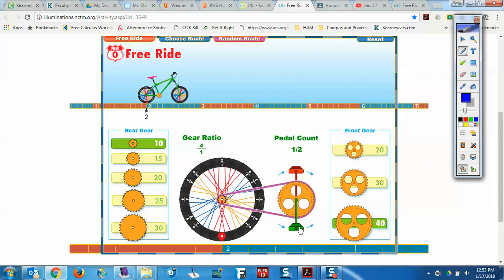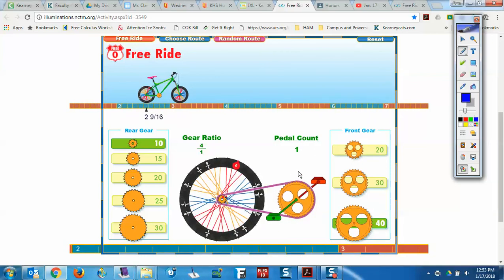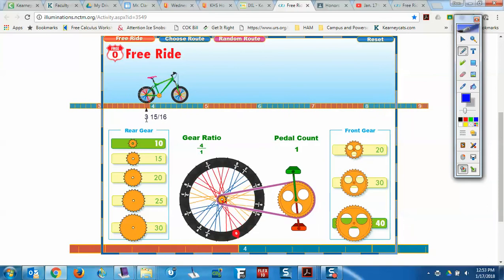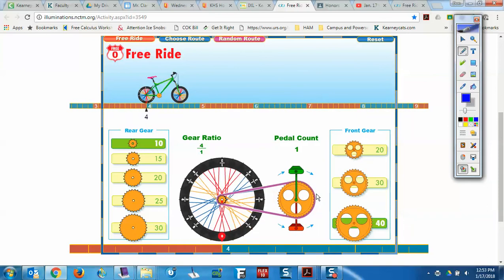Okay, because these two have the same linear speed. All right, but their angular speed is much different. All right, we go one more. Okay, so we went 4 units with 1 pedal because it's a 4-to-1 gear ratio.